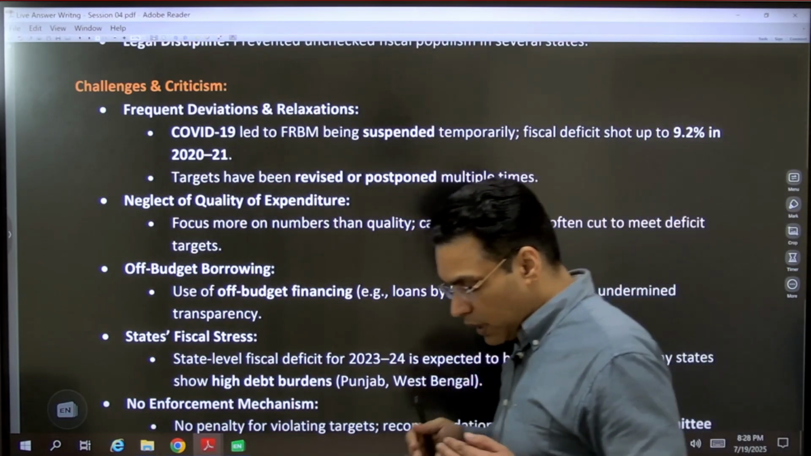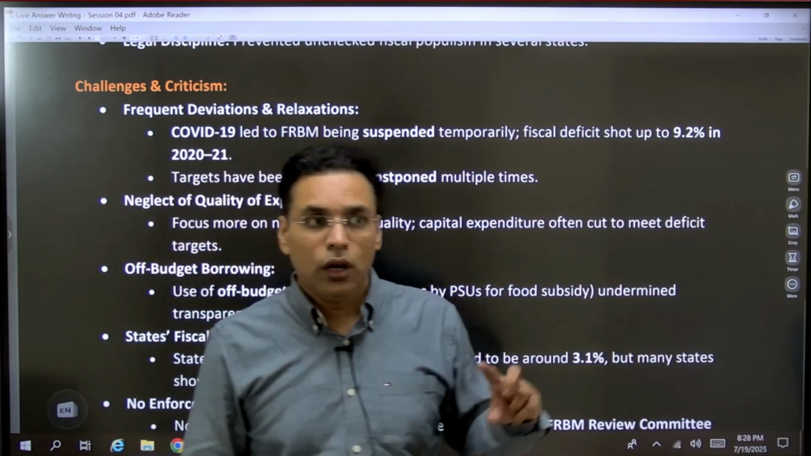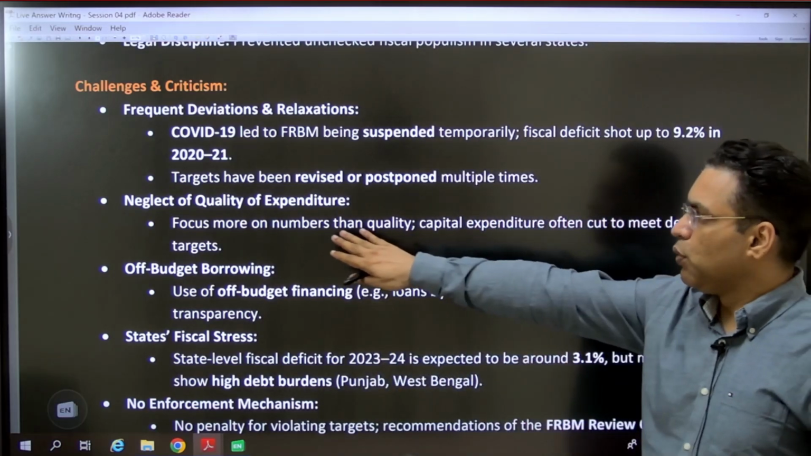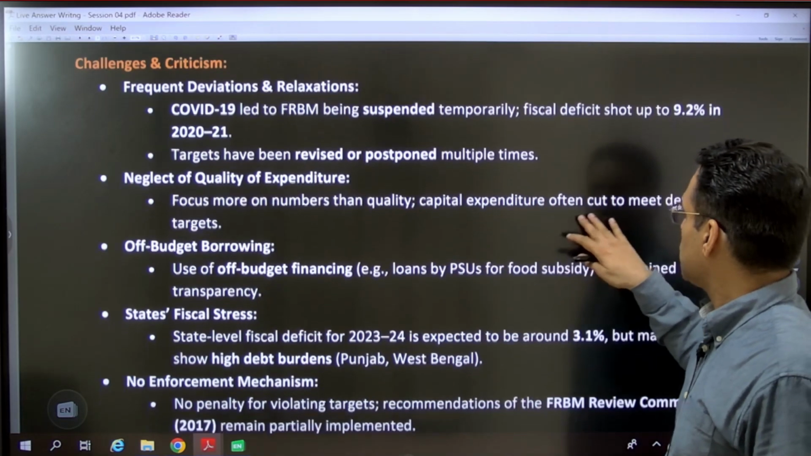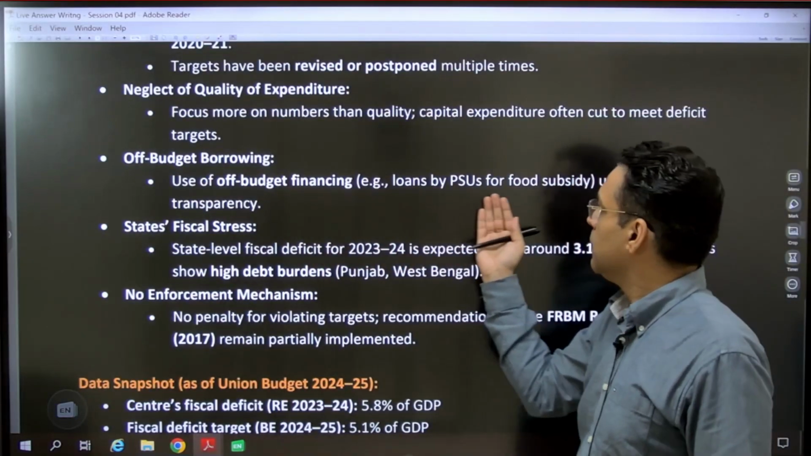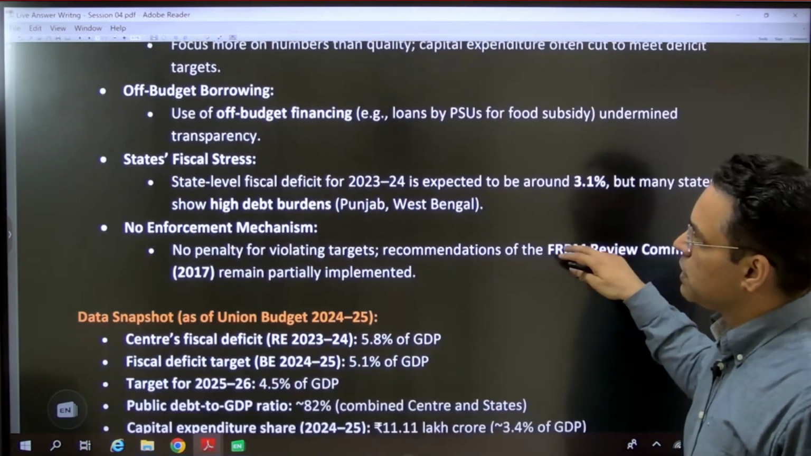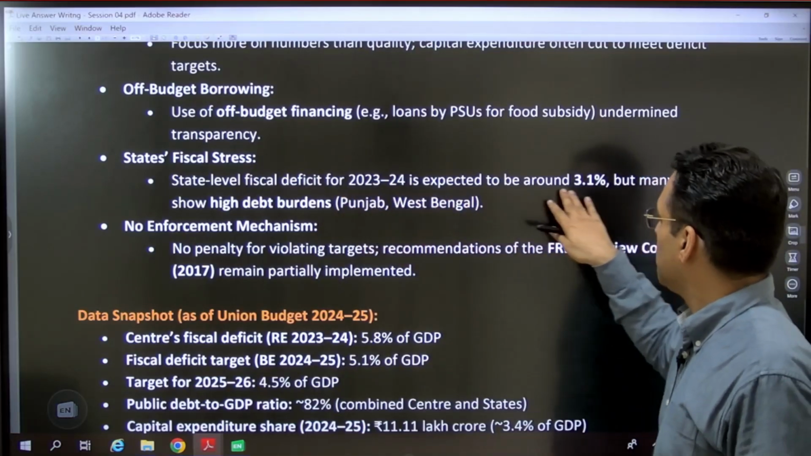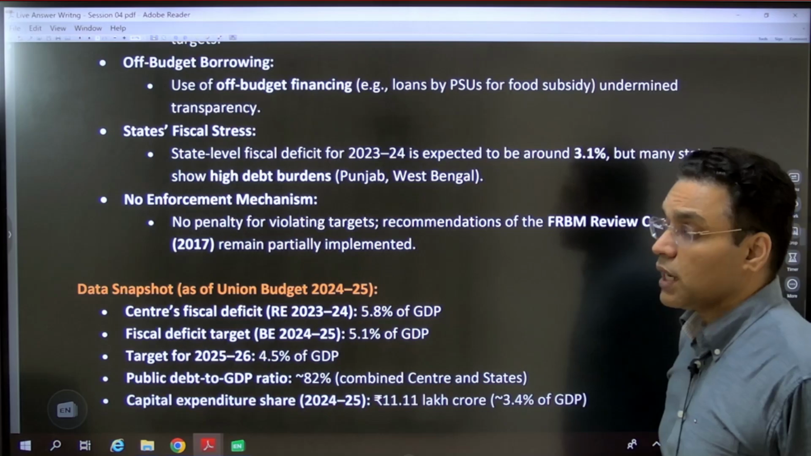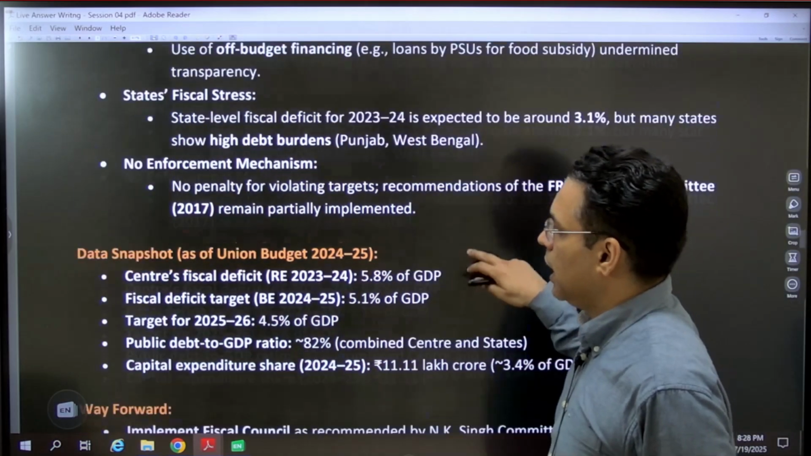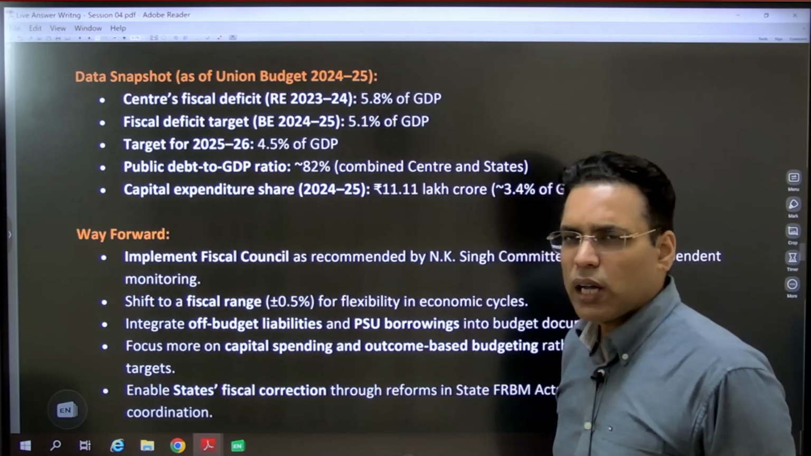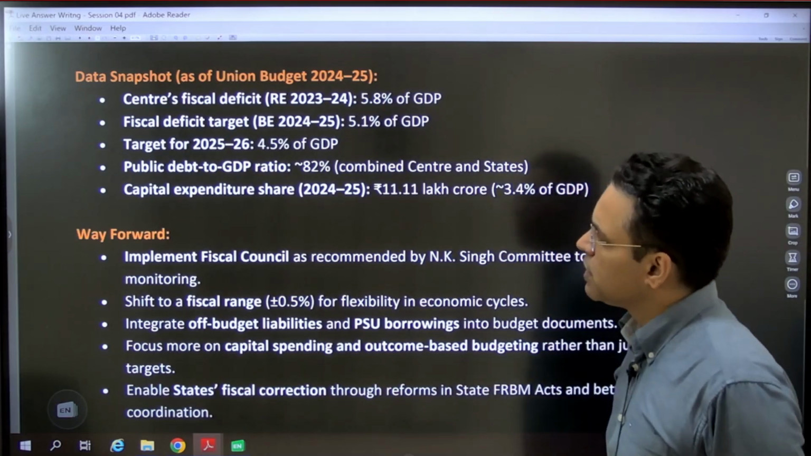कई बार डेफिसिट कम करने के लिए आप कैपिटल एक्सपेंडिचर कम कर देते हो, but that impacts the long term investment in the economy. So focus more on numbers than quality. Capital expenditure often cut to meet the deficit target. Off budget borrowing, use off budget financing to undermine transparency. State level fiscal deficit expected to be around 3.1%. For many states show high debt burden. ठीक है, कई स्टेट में डेट बर्डन ज्यादा है, and this is the data that we have today. Currently we have fiscal deficit कम हो गया है, and the range has to be there.